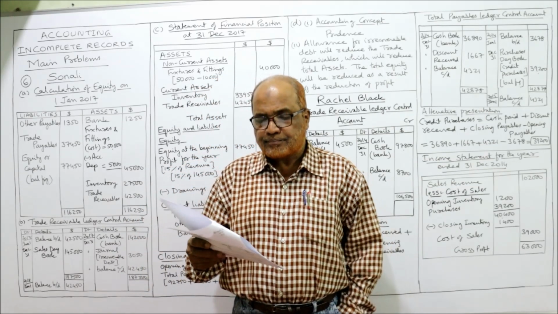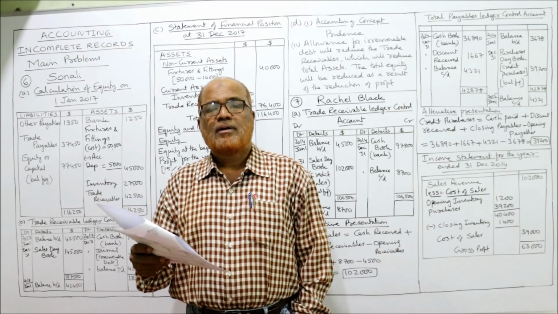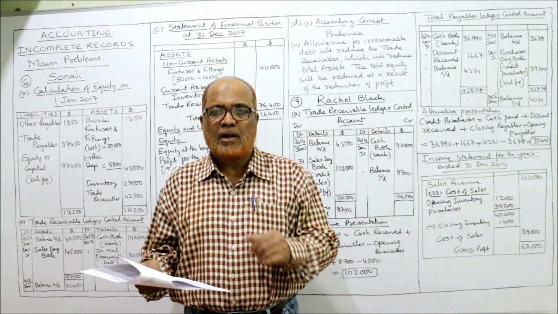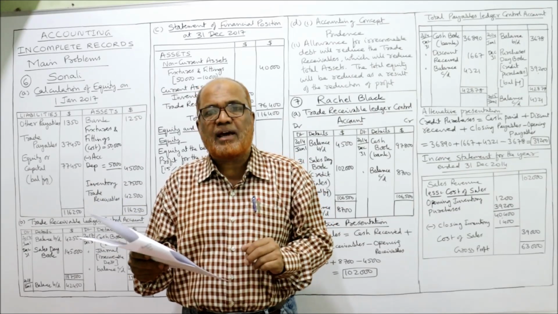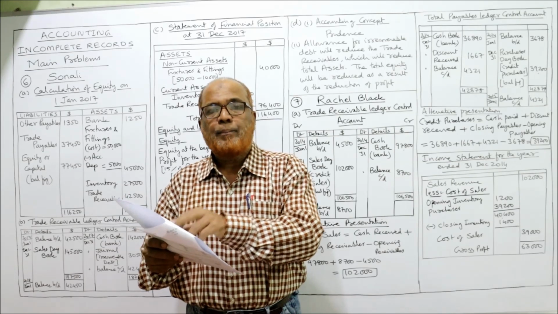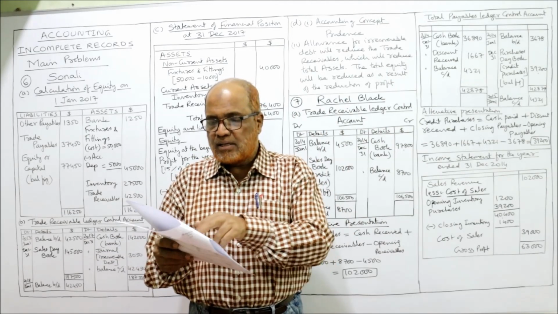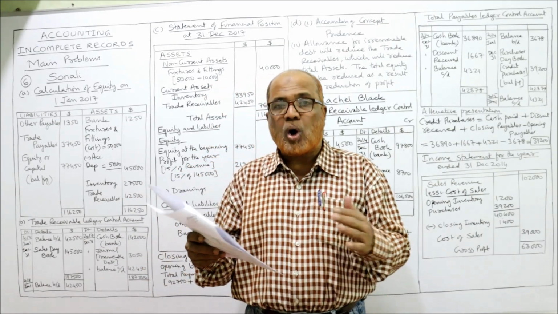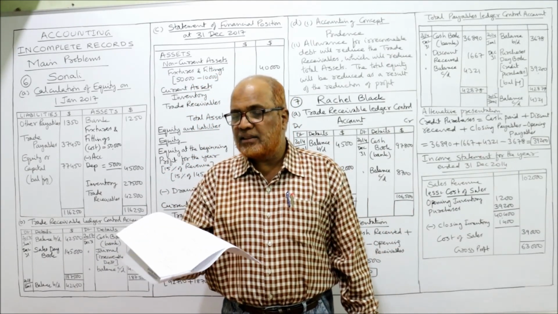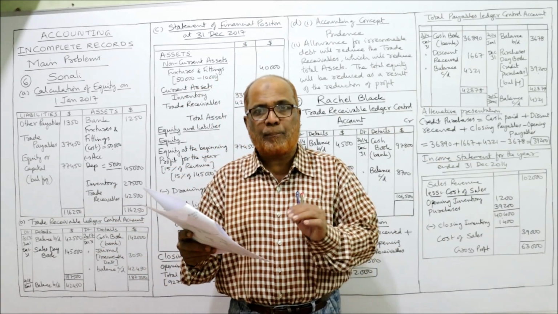Now the bank summary. Debit side, trade receivables 1,42,000. That means cash received from receivables or customers, 1,42,000. And payments: trade payables 92,750, payment made to suppliers or payables. Drawings, cash withdrawn by the owner for personal use, 18,700. General expenses paid 34,500. These are the payments.